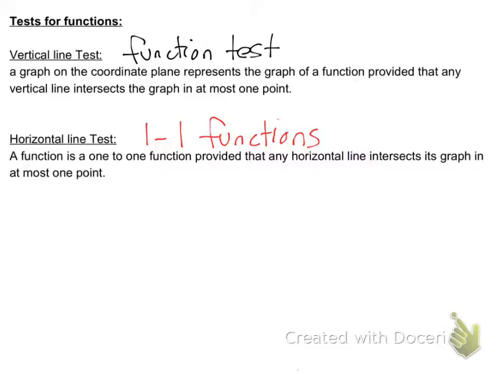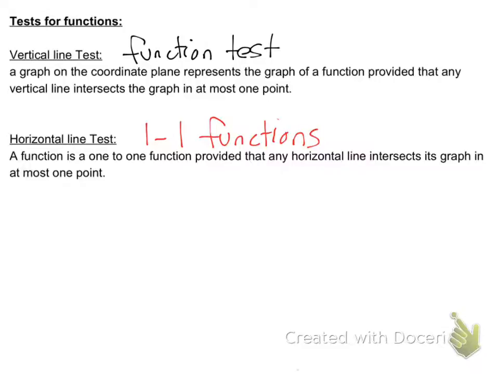Anyways, what a horizontal line test can say: a function is one-to-one, provided that any horizontal line intersects the graph in at most one point. Same thinking as the vertical line test, but now we draw a horizontal line straight across. And it can only touch the graph how many times? One time.